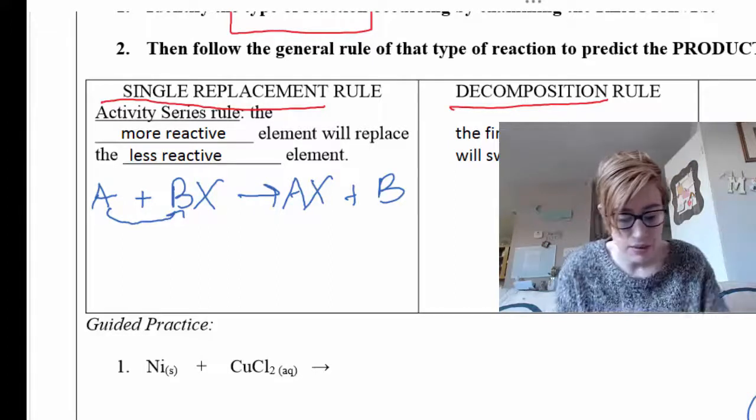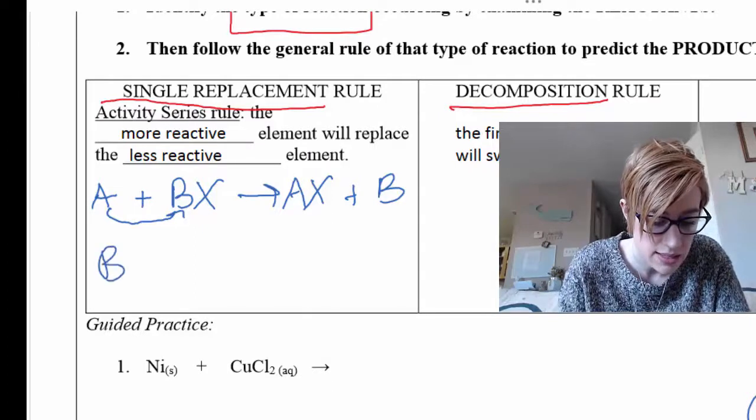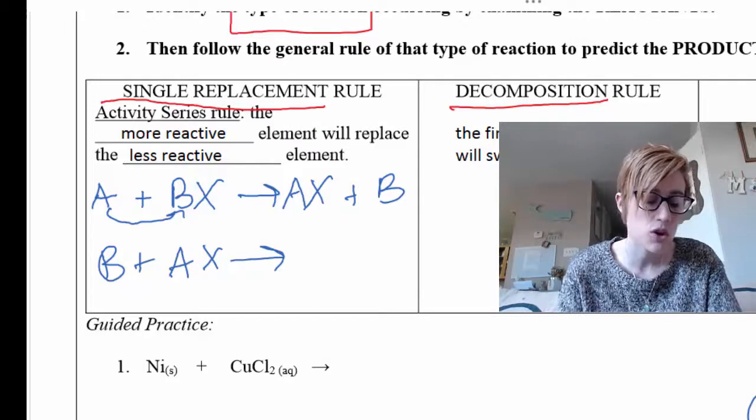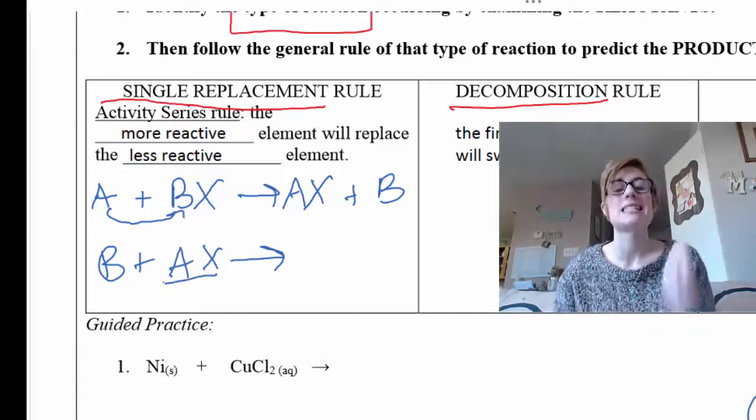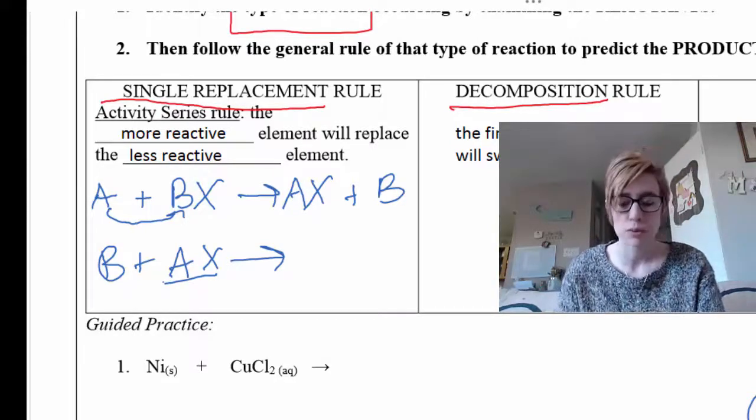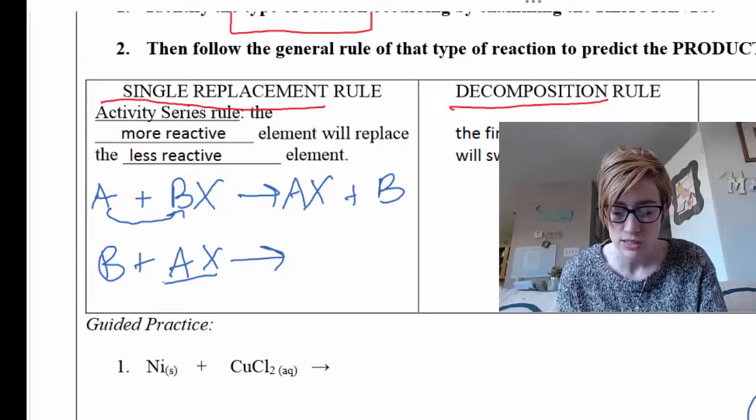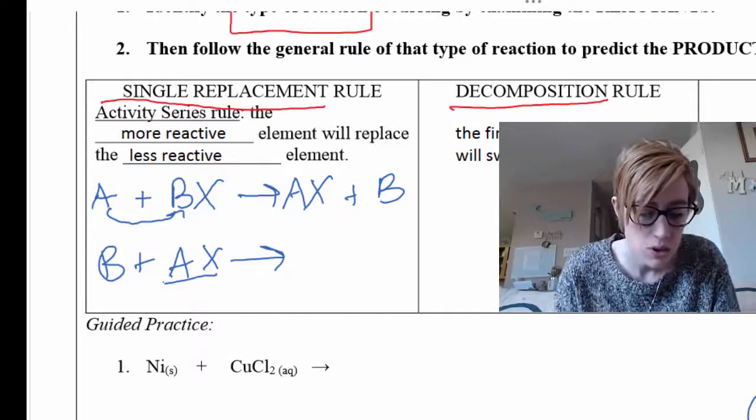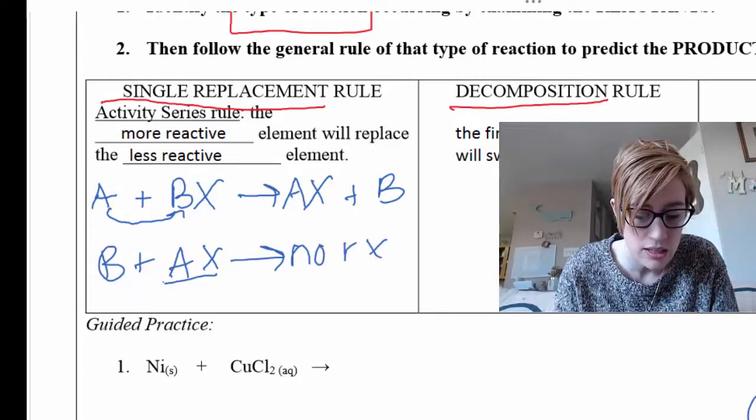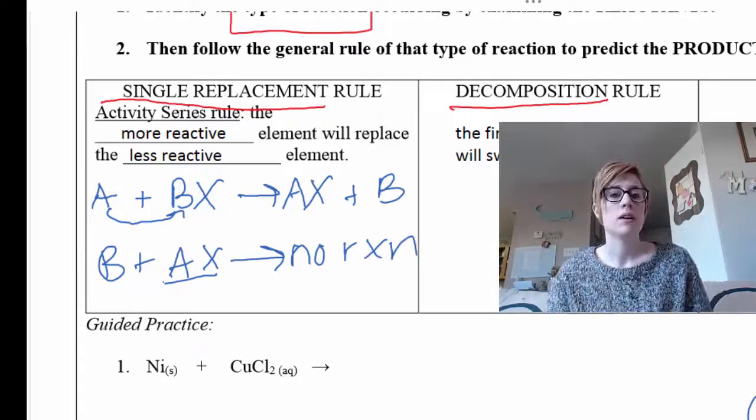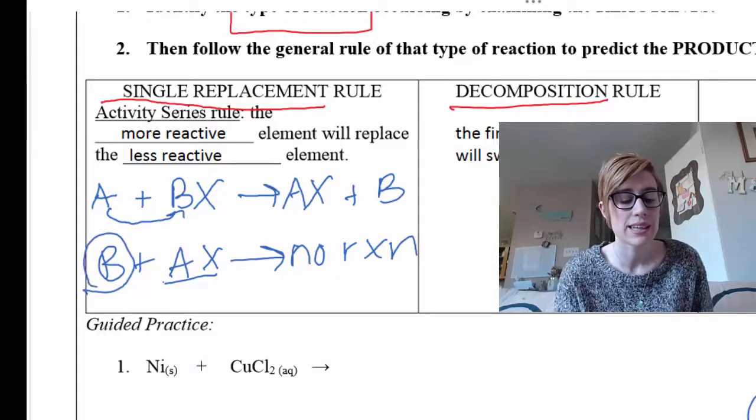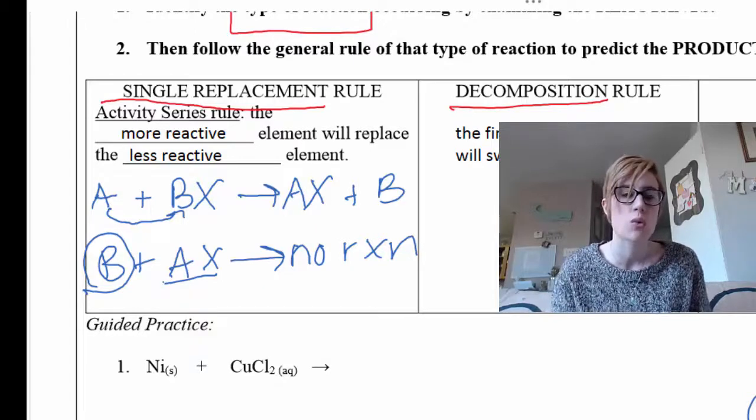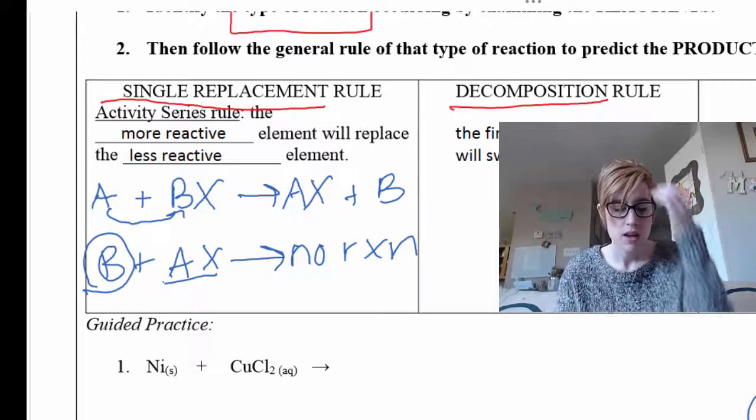But let's say A is still more attractive. Let's say A is with the compound, okay? And let's say A is more attractive. If A is more attractive, it's going to stay with the girl, and B will not be able to switch it off. So remember, B is less attractive. It's lower on the scale, so it cannot beat A, okay? So we would put no reaction if the single element right here is less attractive or it's lower on the scale. That means it's not going to steal the girl, so no reaction will take place, okay?